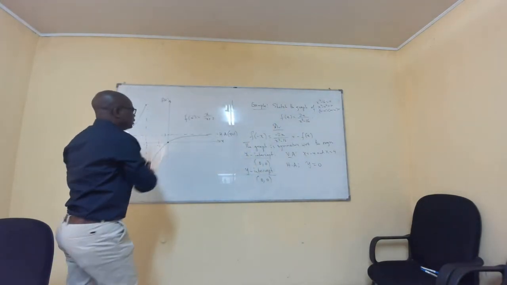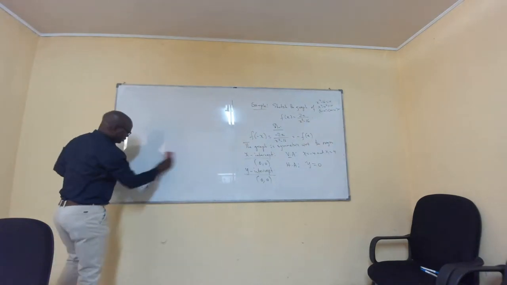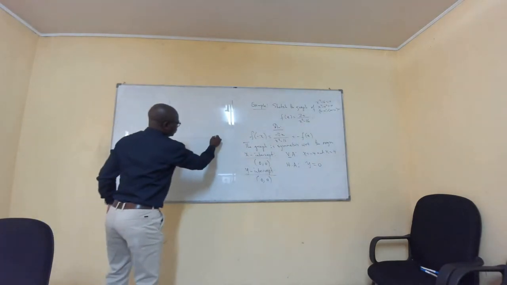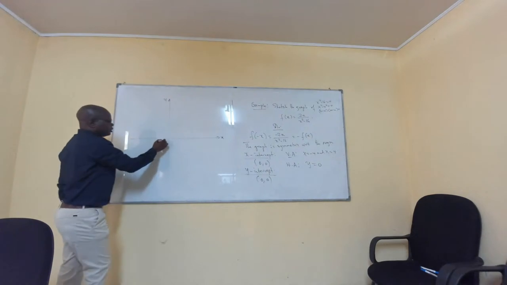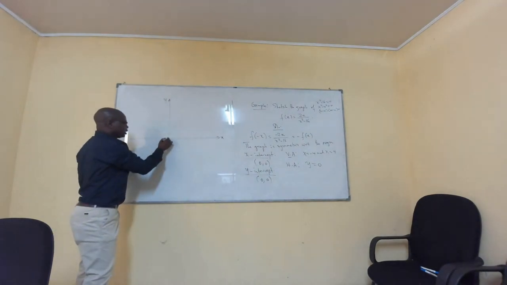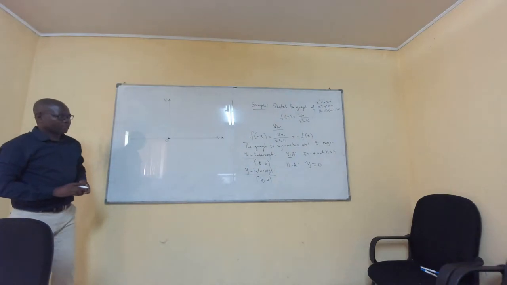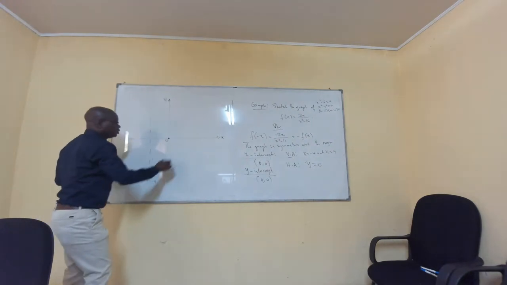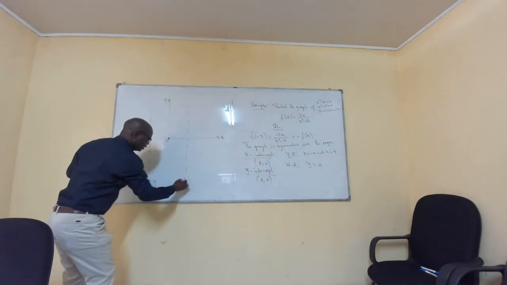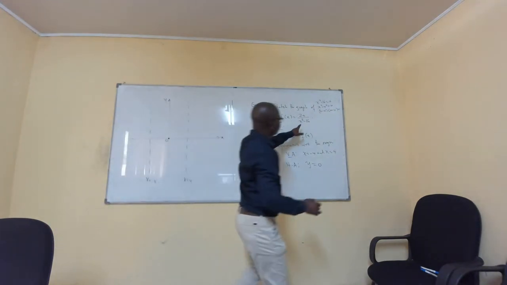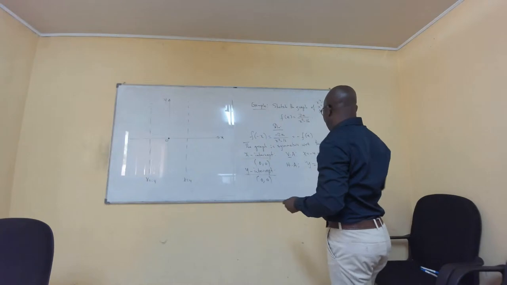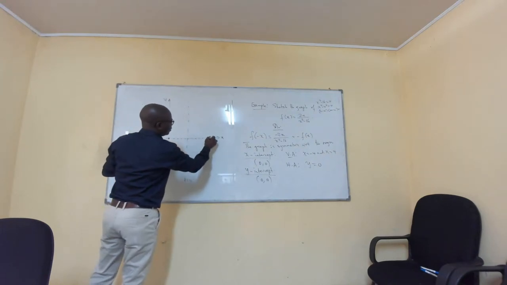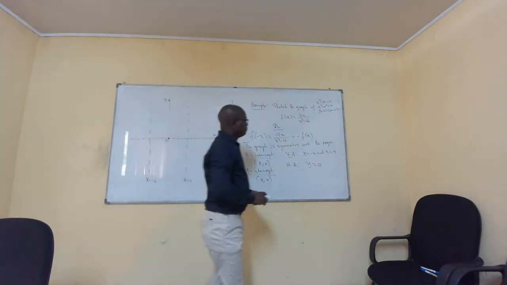So let's put together this information to deduce the graph. This is your x, this is your y, this is your origin. Origin is important. It has to pass through there. For the vertical asymptotes, we put x equals minus 4, and on this side x equals 4. I think these are the ones that we found. Then the other thing we need to know is this line becomes the horizontal asymptote.